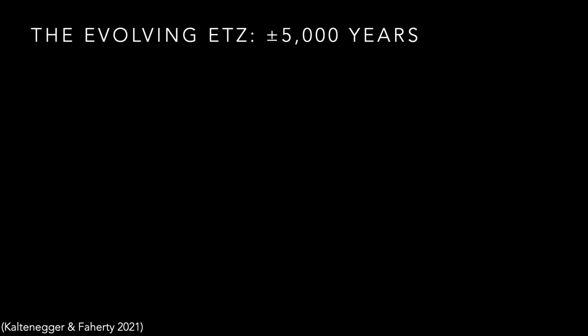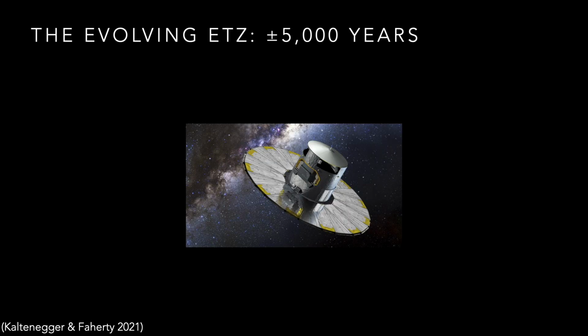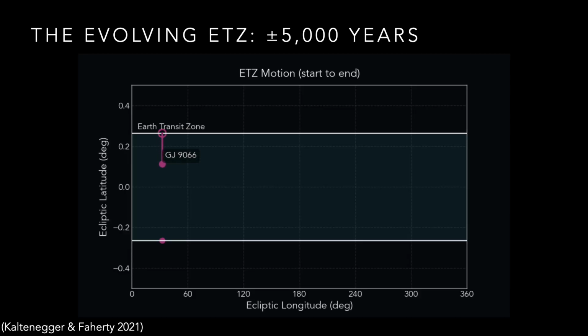A few years ago, my advisors, Lisa Kaltenegger and Jackie Faherty, took data from the Gaia satellite concerning stars in our solar neighborhood and calculated the positions of these stars throughout the past and future 5,000 years. They found that thousands upon thousands of stars entered the ETZ throughout this time period, and among these stars were 7 exoplanet host stars, whose motion through the ETZ is plotted on this diagram.